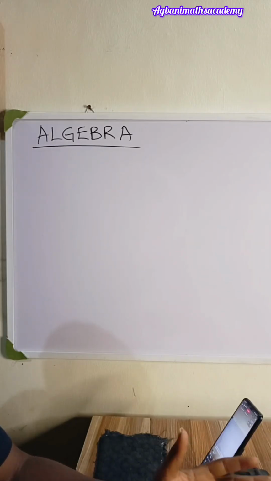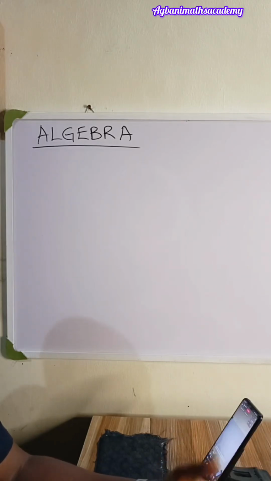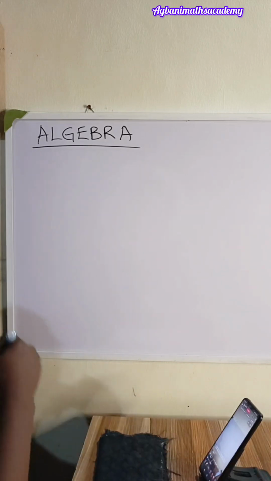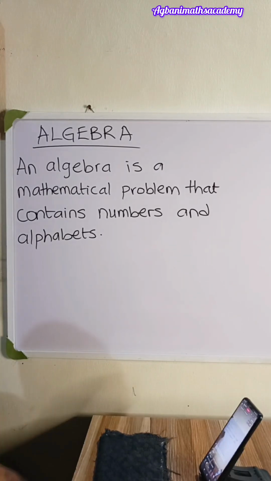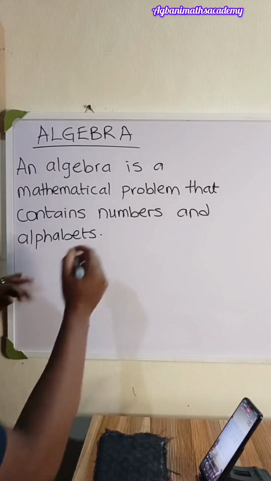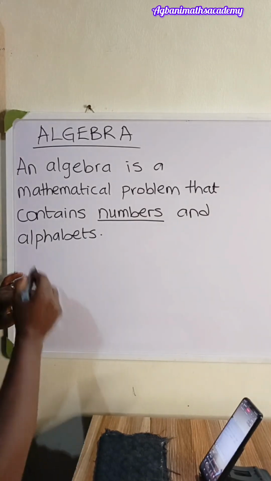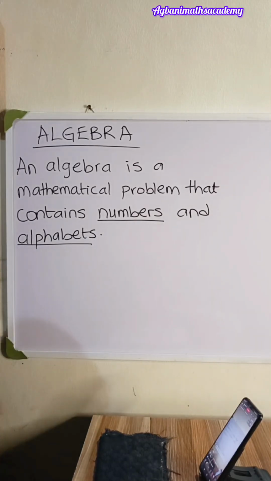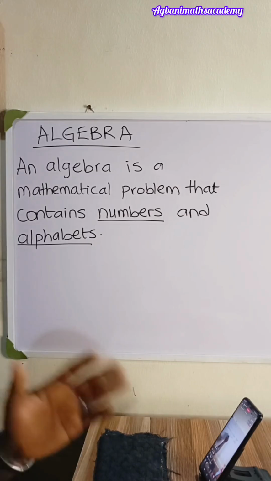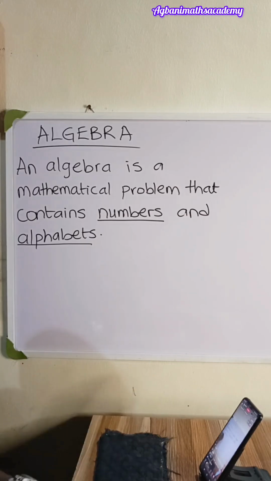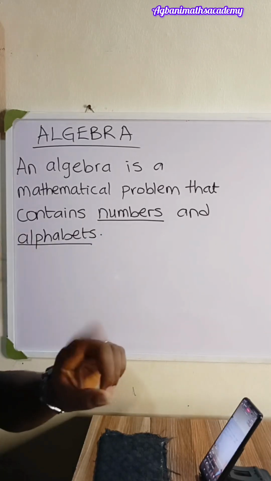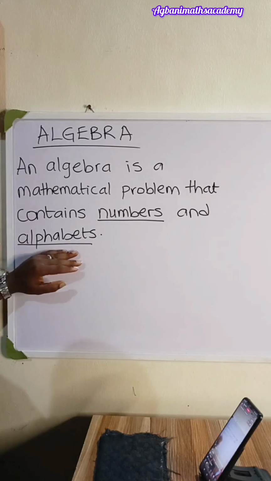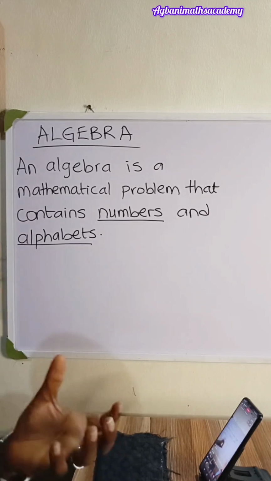An algebra is a mathematical expression or a mathematical problem that contains numbers and alphabets. Okay, so once you look at a mathematical problem or a mathematical expression, and you can find a number or numbers, and you can also find alphabets, that is an algebra. So they come in different forms, from the very simple ones to the more complex ones. But as long as you can find numbers there, or at least one number, also you can find alphabets or at least one alphabet, that is an algebra.